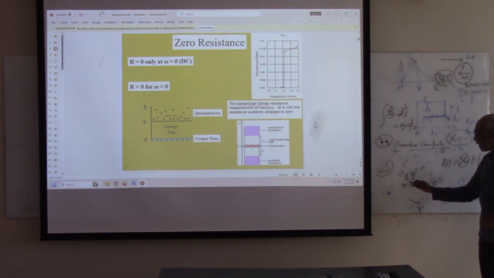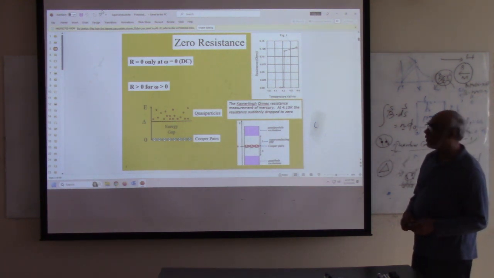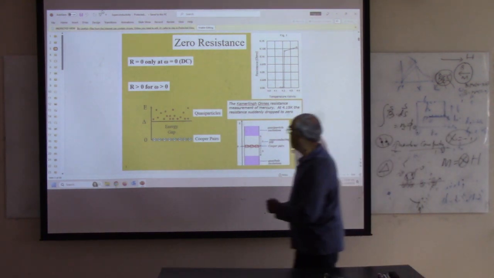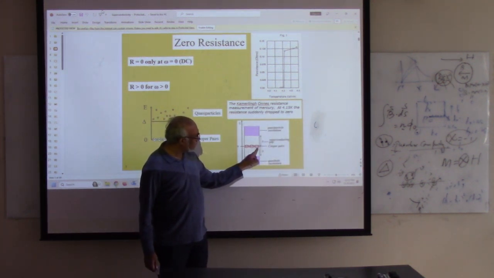These positive charges mean these are coming from the phonons, right? Phonon, electron-phonon interaction. Superconductivity is a result of electron-phonon interaction. That's why I am showing here. So at low enough temperature, these Cooper pairs are like this.